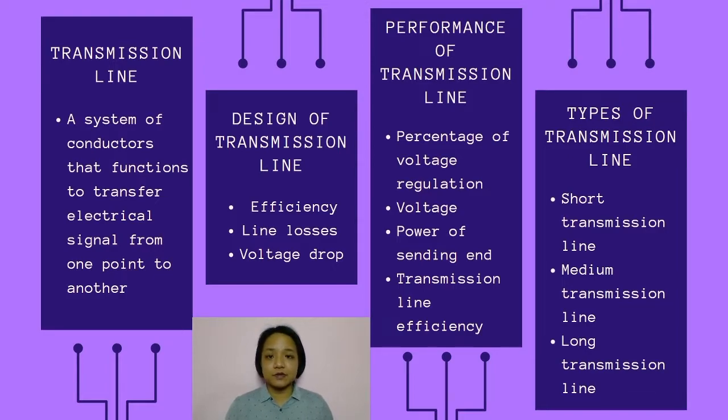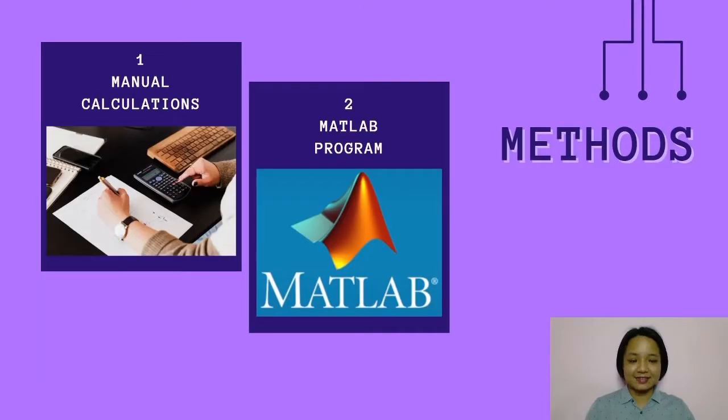There are 3 types of transmission line in this experiment, which are the short, medium, and also the long transmission line. To conduct this experiment, we are using 2 methods, which are the manual calculation and also the MATLAB program. This is to compare the values between the two, and some of the values in the manual calculation are used in the MATLAB program as well.